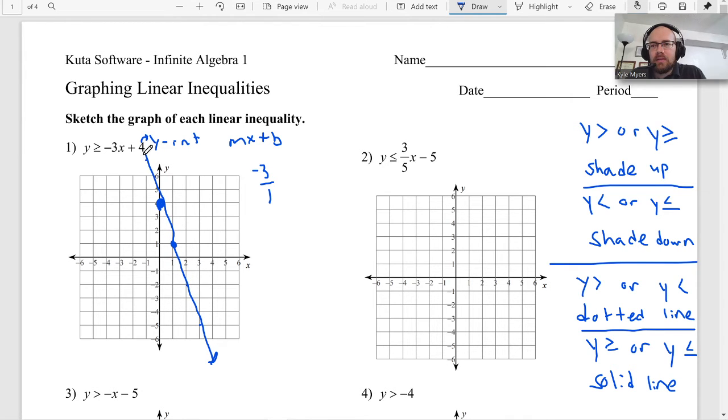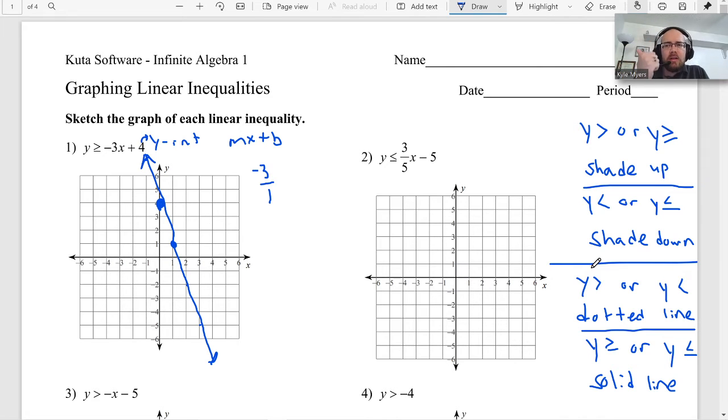So we're just going to do it like this. There we go. Okay, solid line. So that's kind of the steps, right? Step one is to just graph it like it's a regular graph. Just graph the points, right? So graph the y-intercept, step one. Step two, use the slope to graph another point. Step three, solid or dotted. Step four, shade up or down.